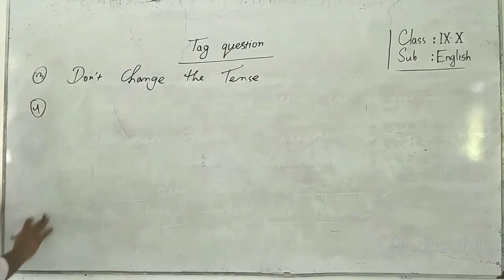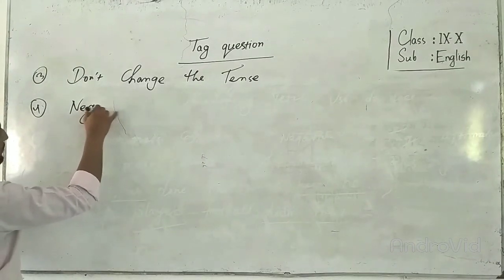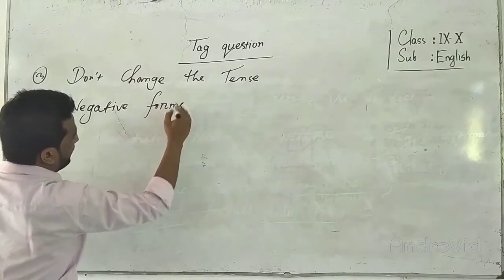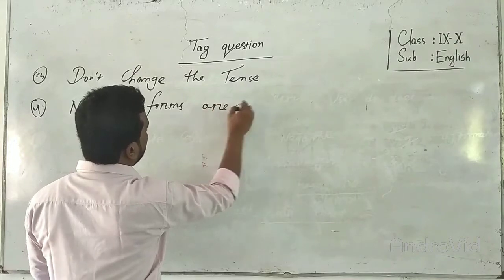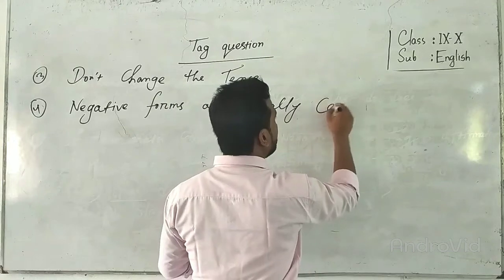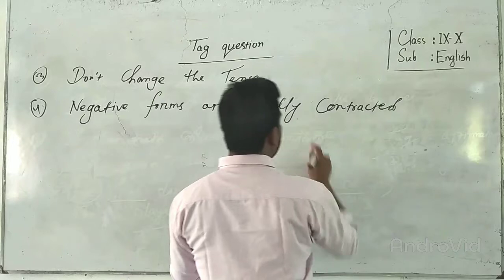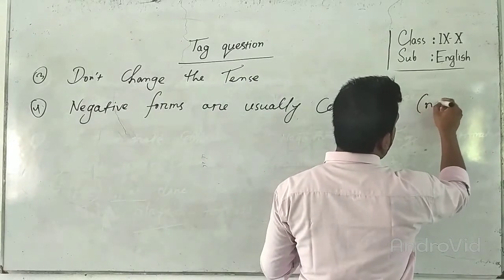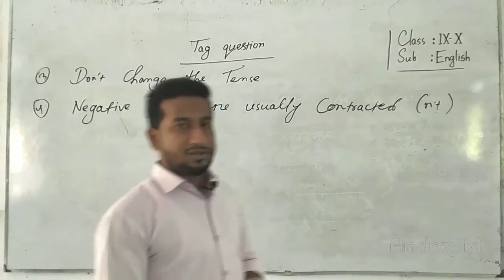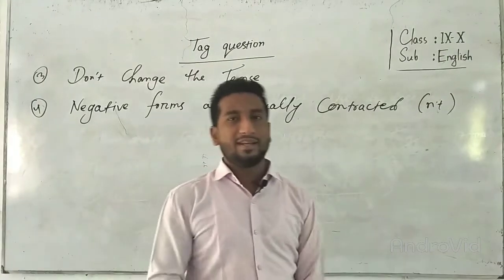The next one, rule number 4: negative forms are usually contracted, n't. Negative forms are usually contracted, n't. That means not is always n't in the tag.